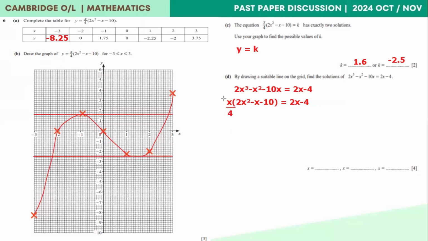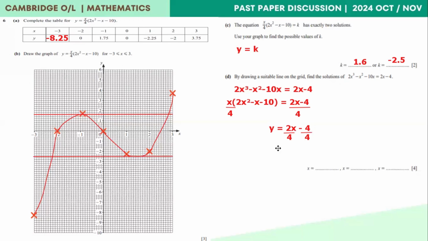If we put a division in the left, we should put the same division in the right as well. So it would become 2x minus 4 divided by 4. Hope that's clear. Now we know that x over 4 bracket 2x square minus x minus 10 is equal to y, so we can just write it as y. And here separately we should take this division: 2x divided by 4 and also separately minus 4 divided by 4. That would give us the y line we are looking for.